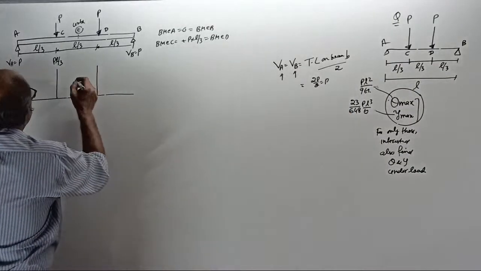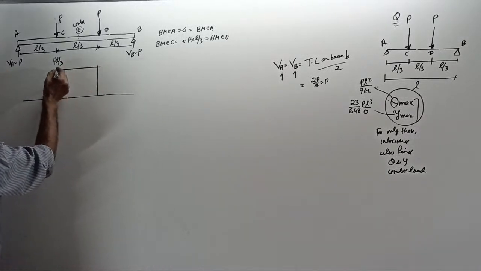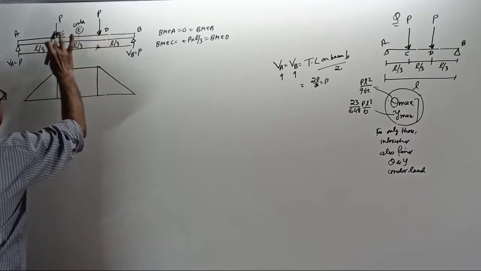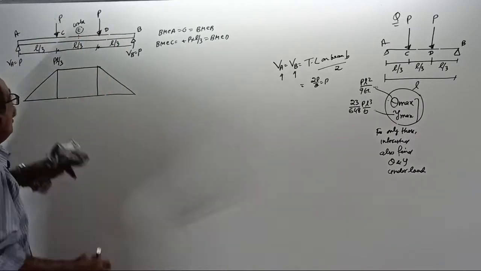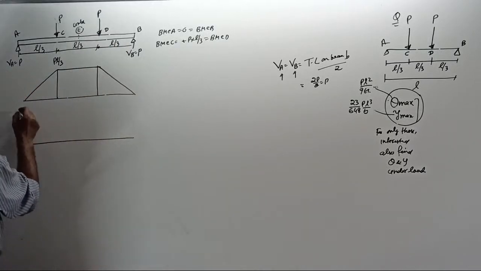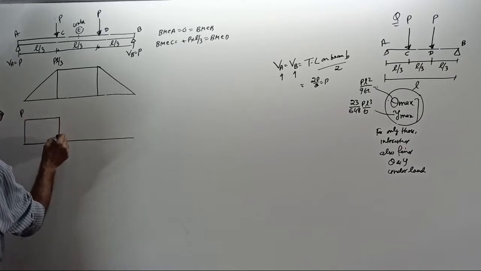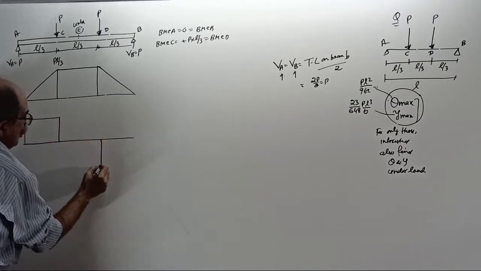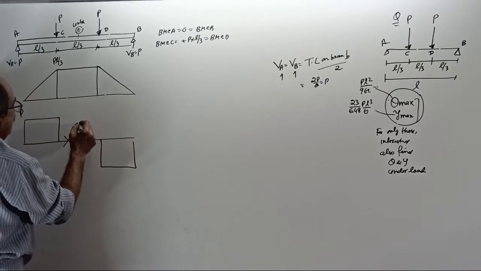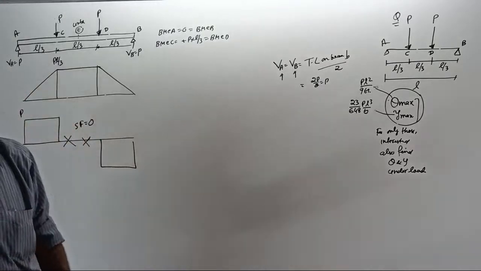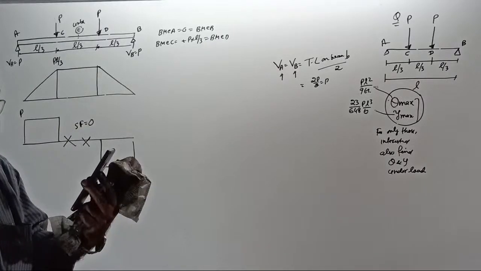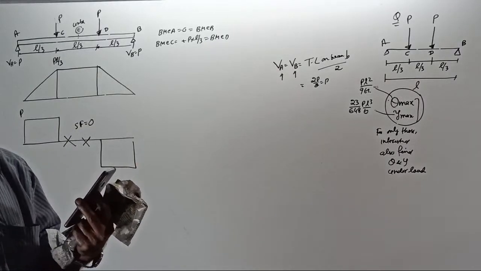Okay, now, if you observe correctly, BM between C and D is constant. Or, if you draw the shear force diagram, just go up by P, no load, come down by P, again no load, come down by P, go up by P. Between the 2 point loads, tell me what is the shear force?